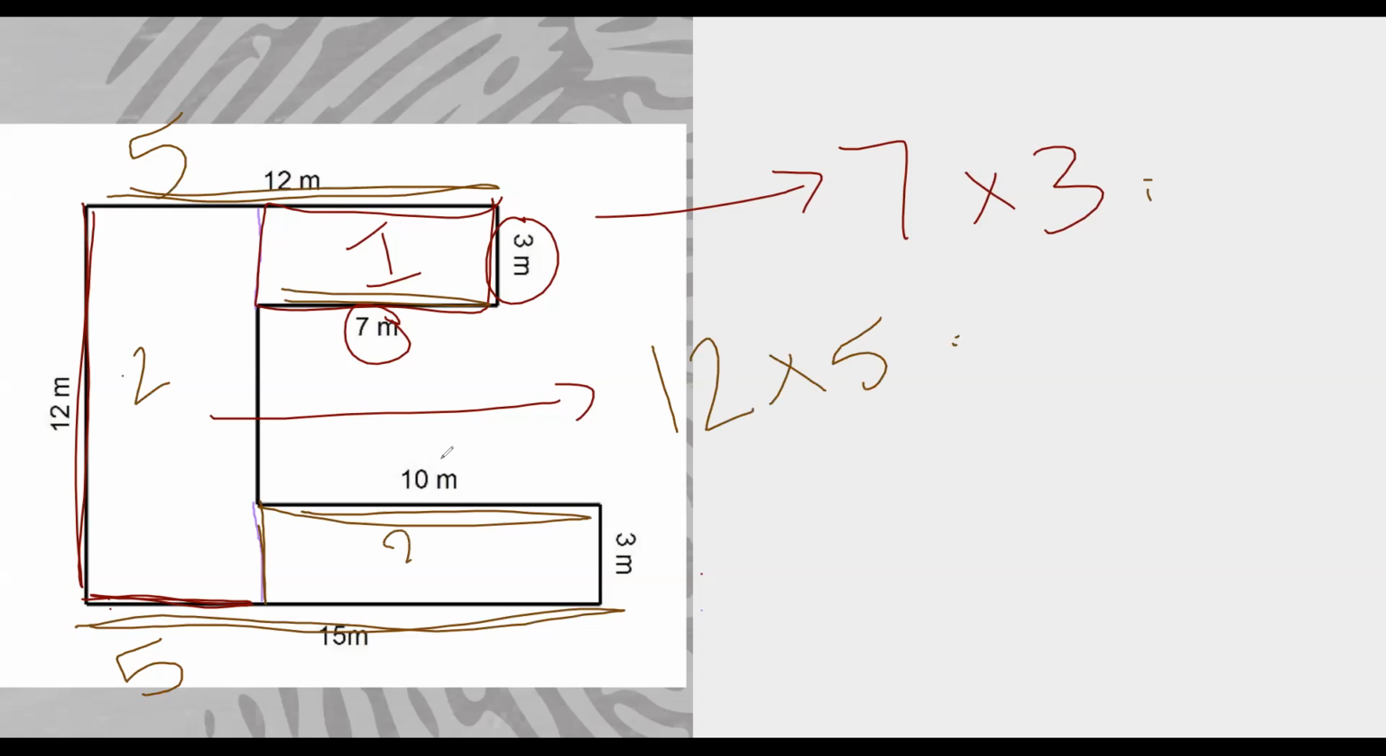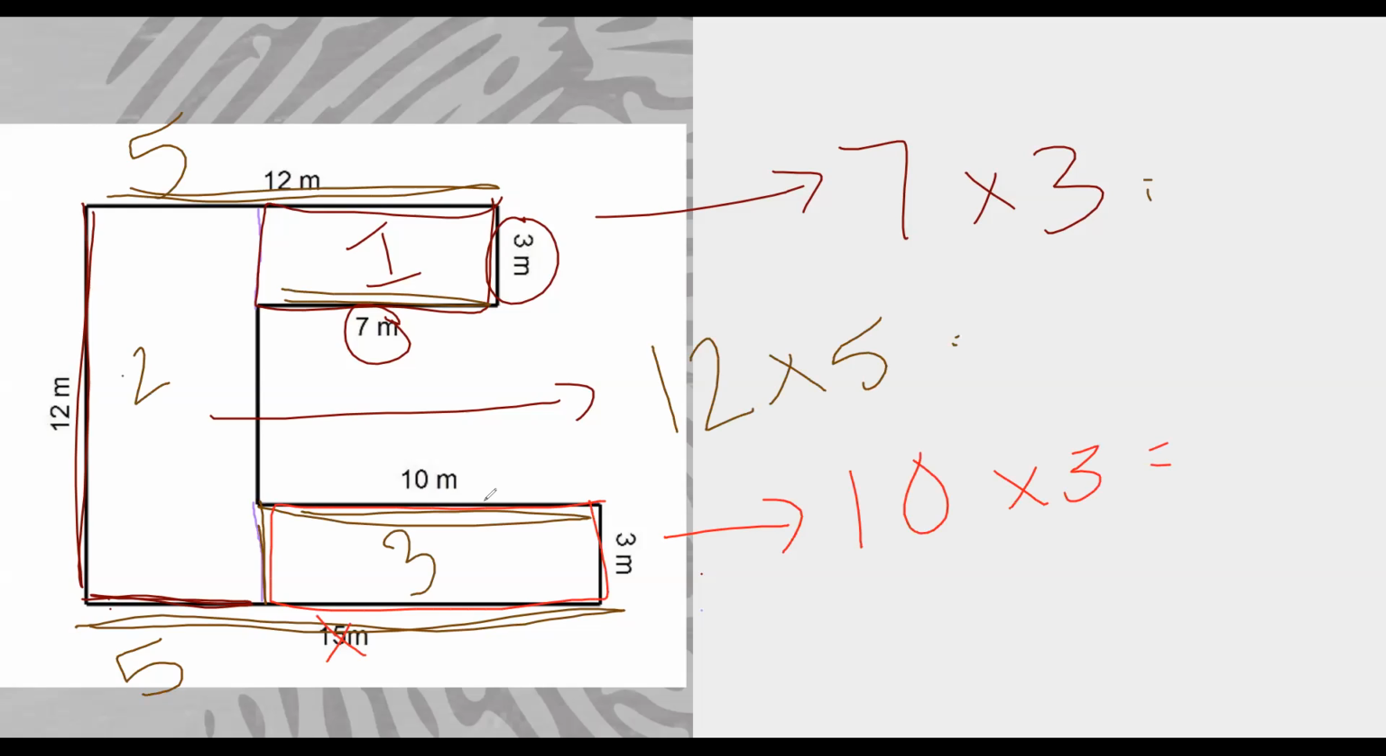And then the third shape right here, it's already labeled. So the 15 is not for this. The 10 is the length of this side. And then the width or height is 3. So then I'm going to multiply them.